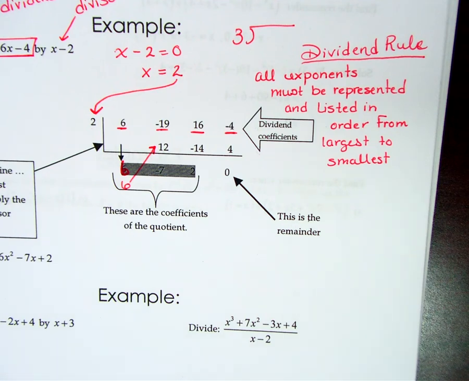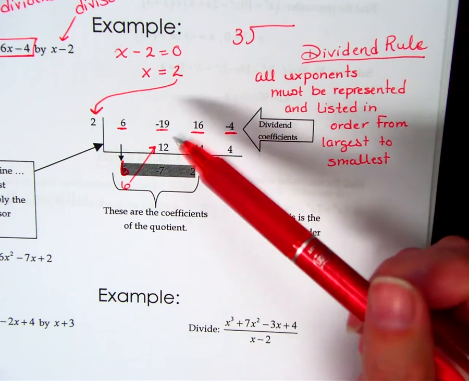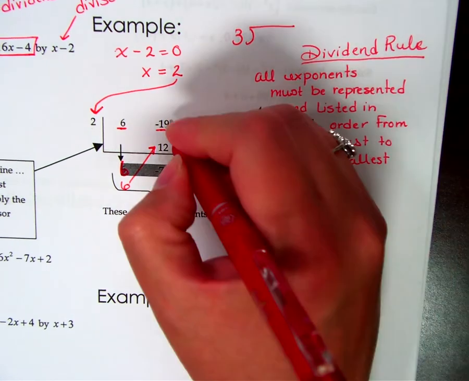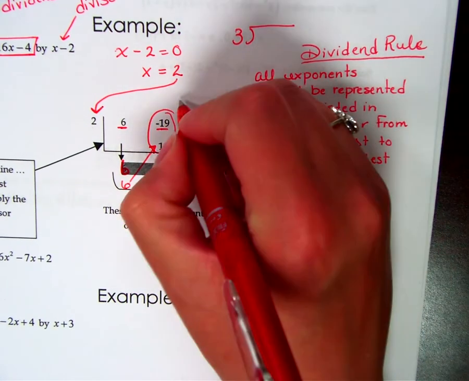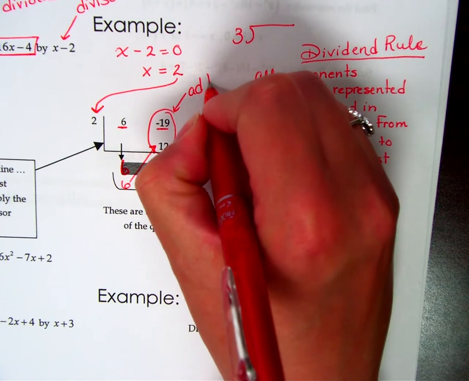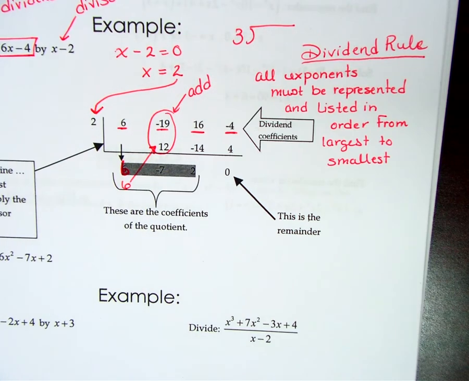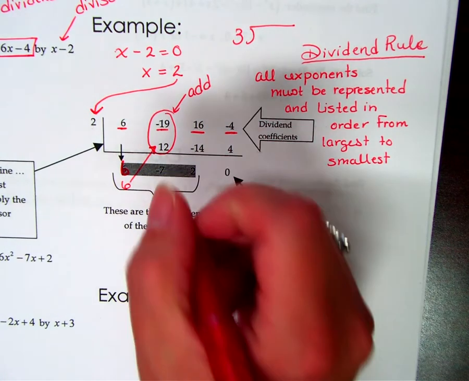I don't even know what to say to that. I'm just going to keep going. Then you add those together. Negative 19 plus 12, what do you get? Negative 7. Good job.